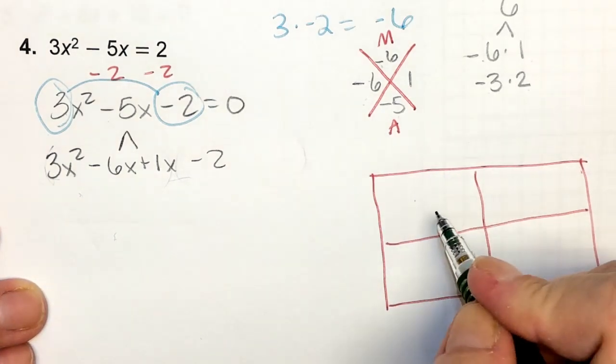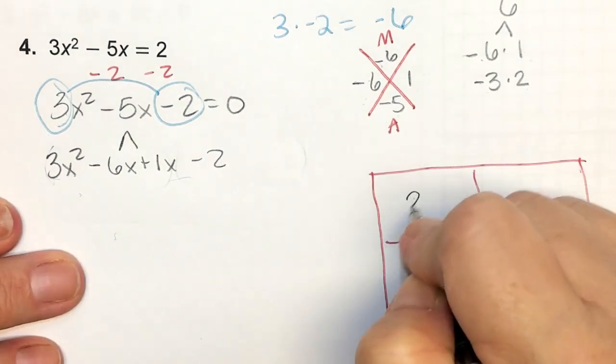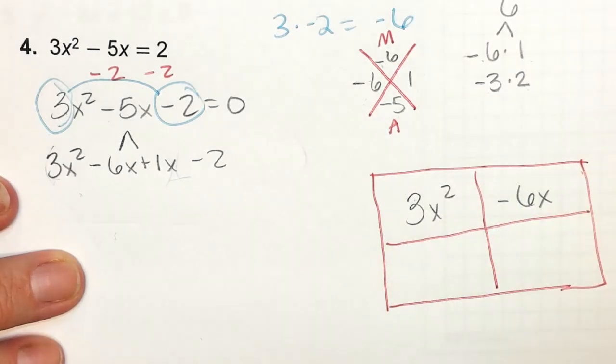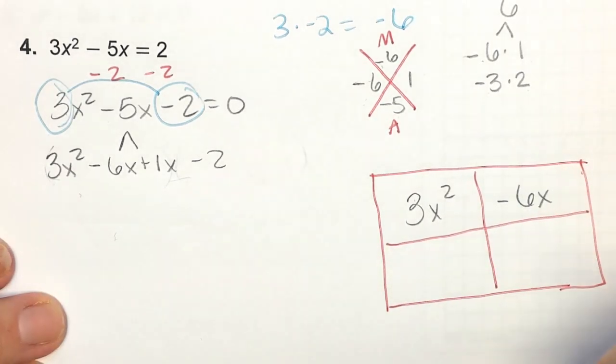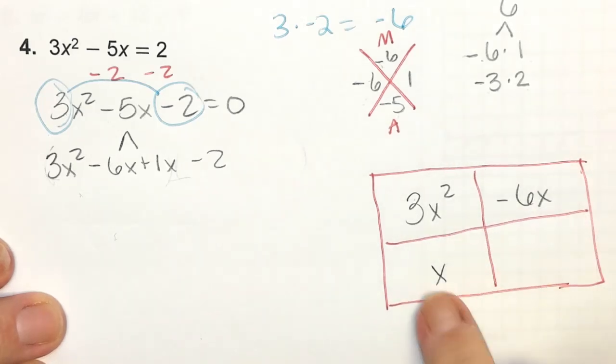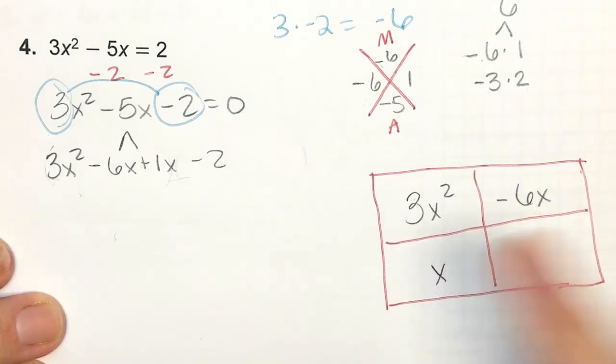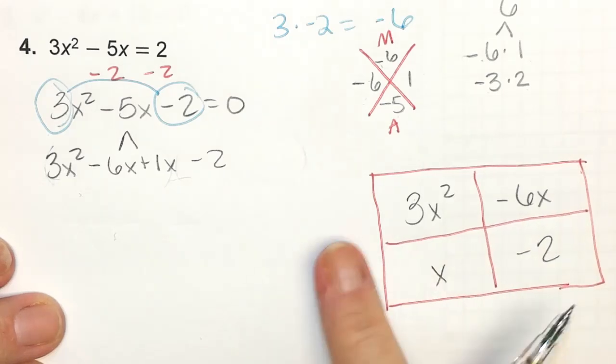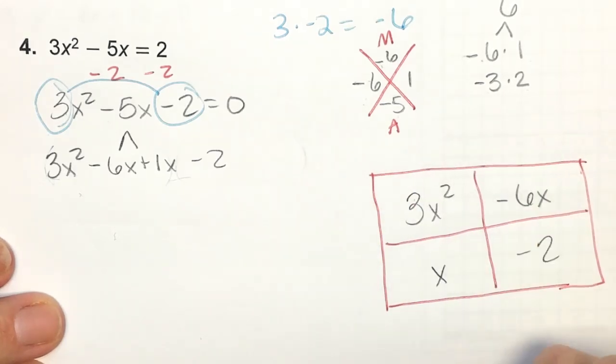You can use the box method where you would put it in here like this. I'll show you both ways. You can choose which one you like. Does it matter where you put x and negative 6x? It does not. If you put negative 6x here, it's just that these will be reversed.